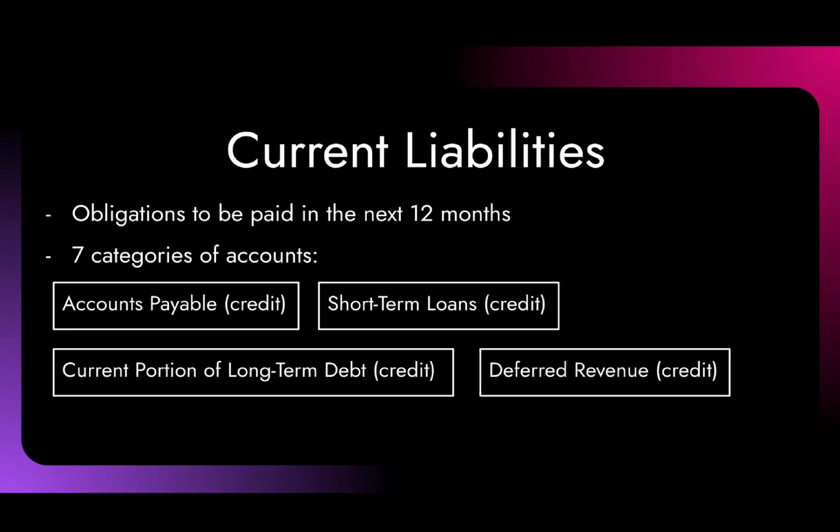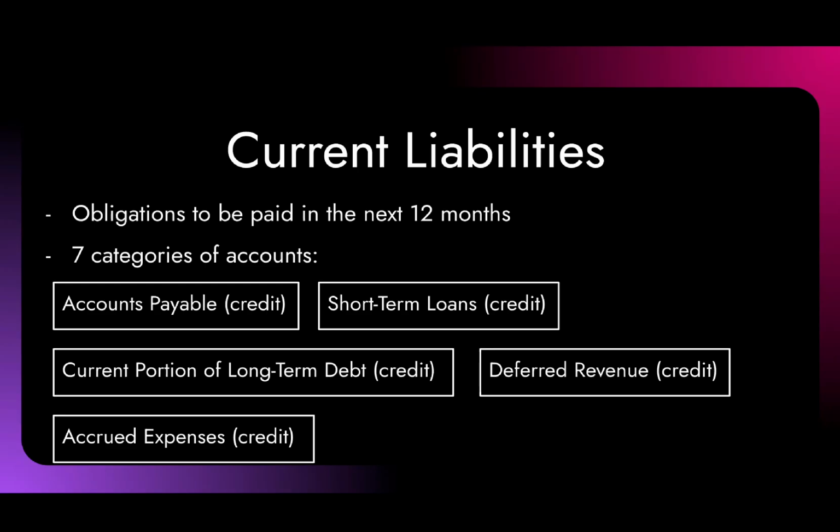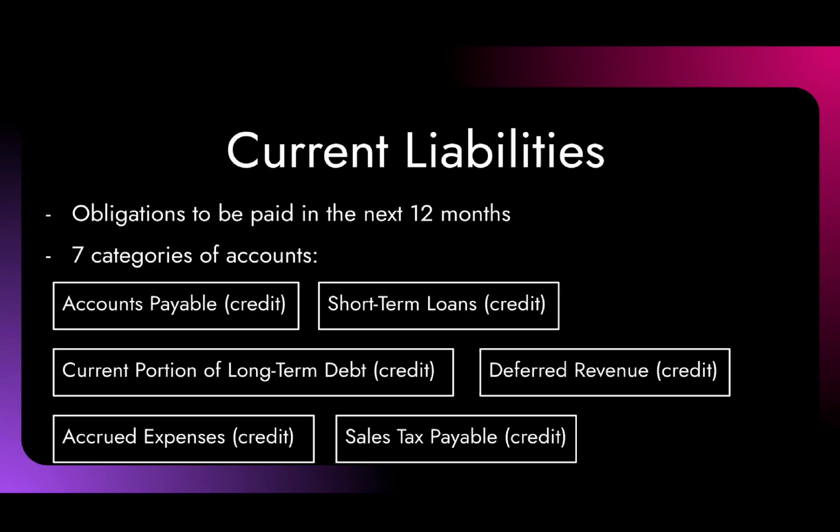You have your deferred revenue or unearned revenue, where maybe the customer has already prepaid you, but you have yet to deliver on the work or the product. You have your accrued expenses, where your company is accruing some expense like electricity, but the supplier has yet to send you the bill. You have your sales tax payable, which keeps track of the amount of sales tax that your company owes to the government. And finally, you have your catch-all other current liabilities.